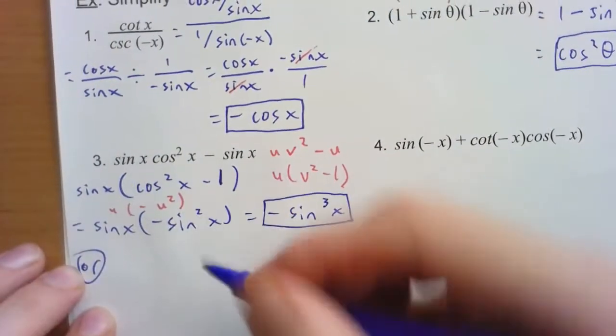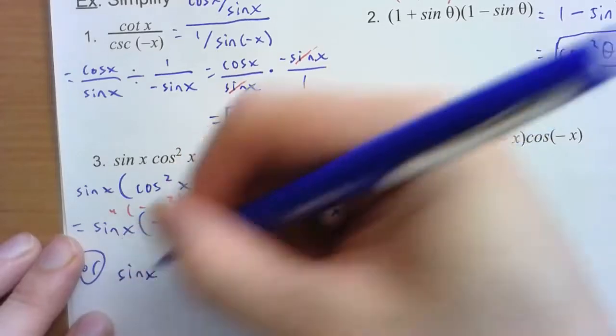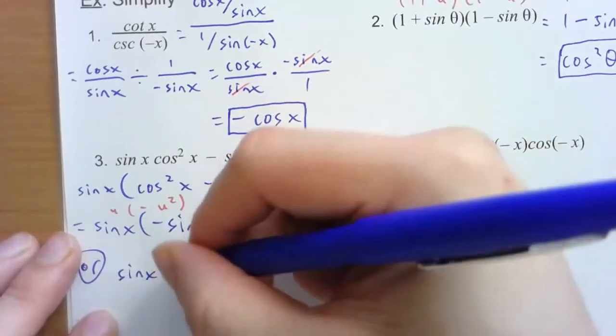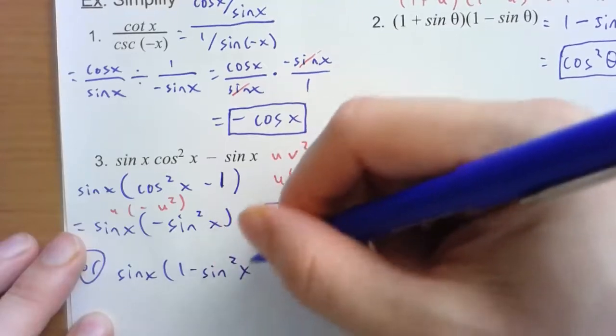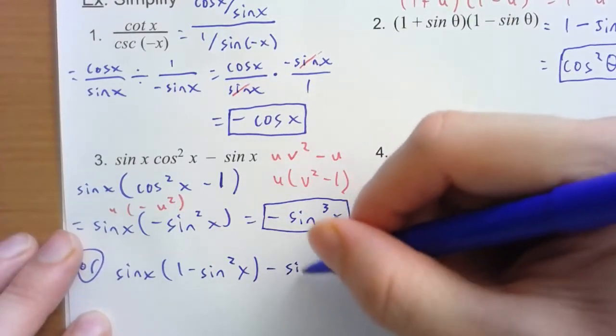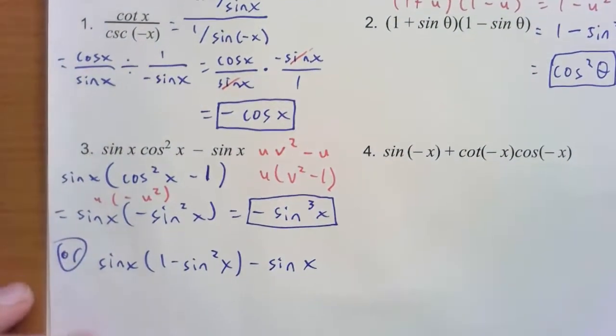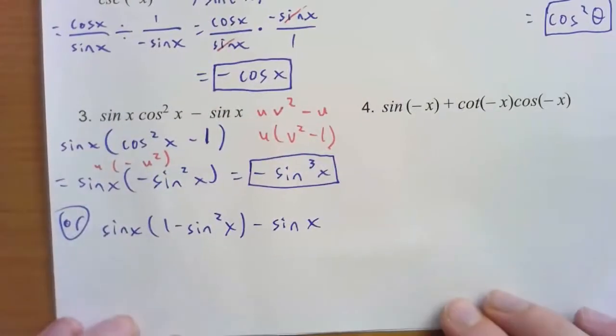So we're back to the original one. So sine x, and then instead of writing cosine squared, I could write 1 minus sine squared. And I've got minus sine x. Okay, so this is another way to solve the problem here.